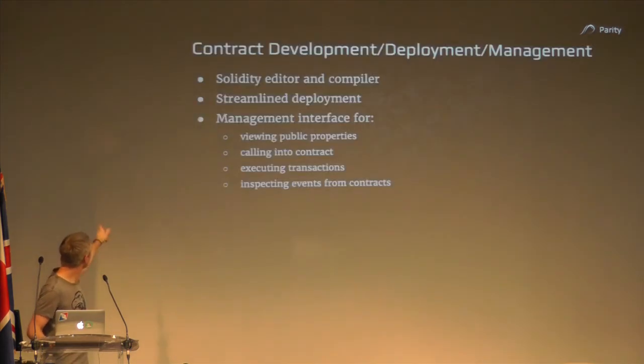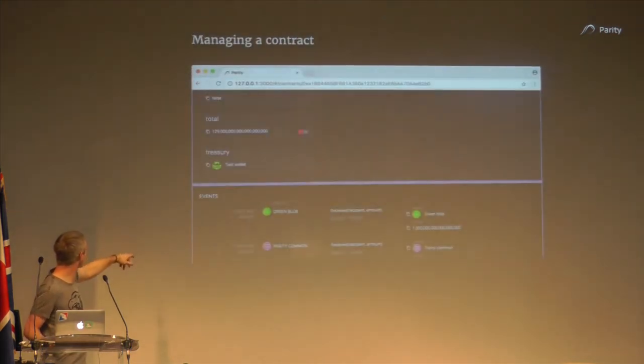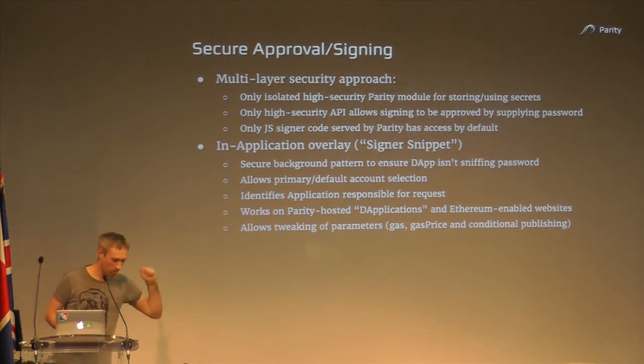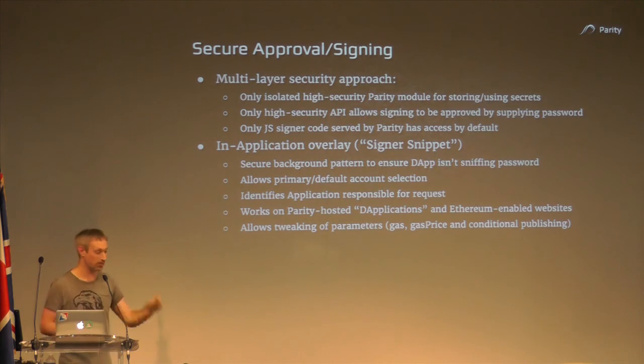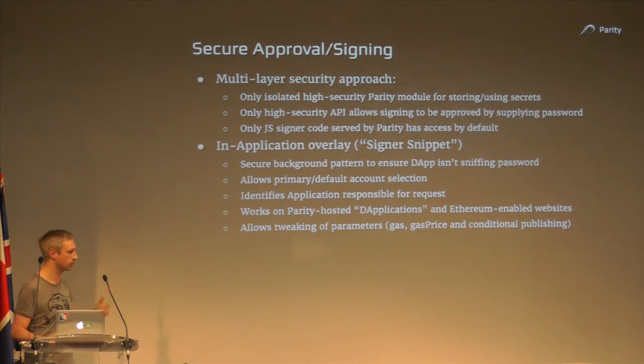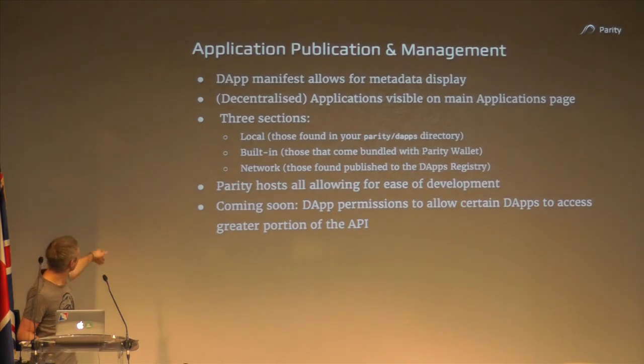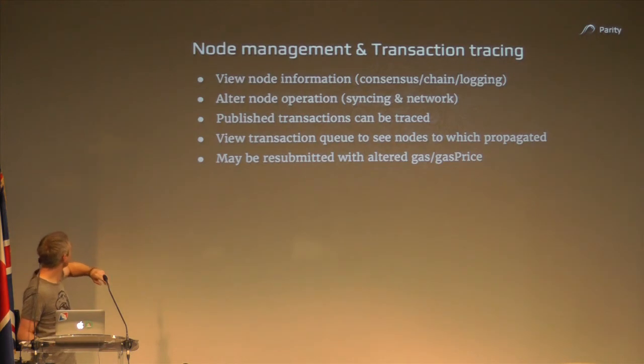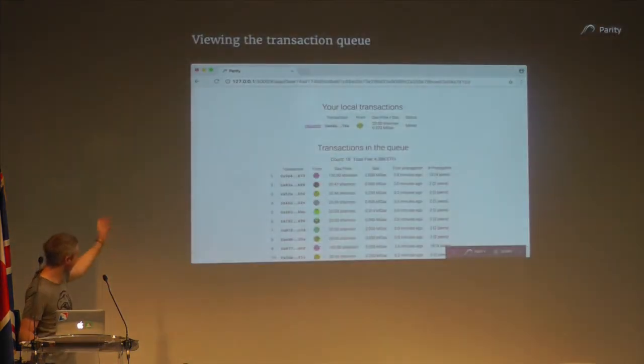There's more stuff. You can make contracts in it. There's encoding. It's got a secure signer. This is designed over a multiple tier framework, so that basically we keep secrets transiently in one particular process of the Parity node, so they don't touch JavaScript. There's no way JavaScript can even supply a password to the node unless it's operating in a secure environment. There's some screenshots of that. You can publish applications. There's some screenshots of the applications page. There you can view the transaction queue.